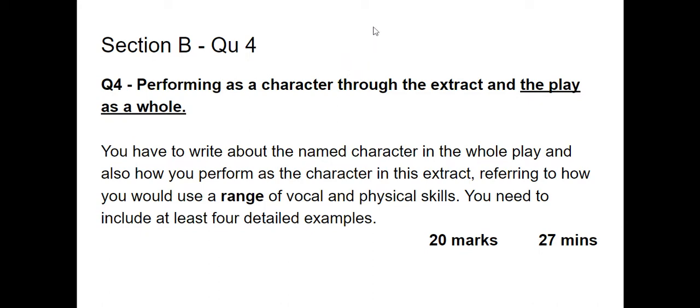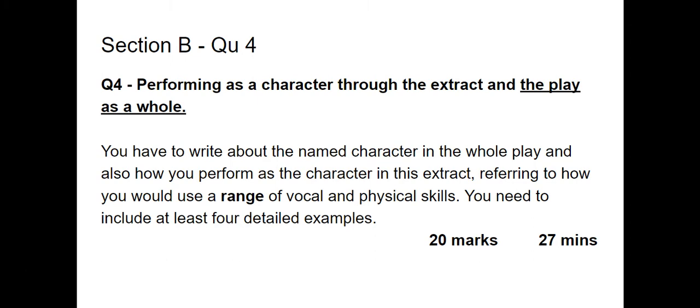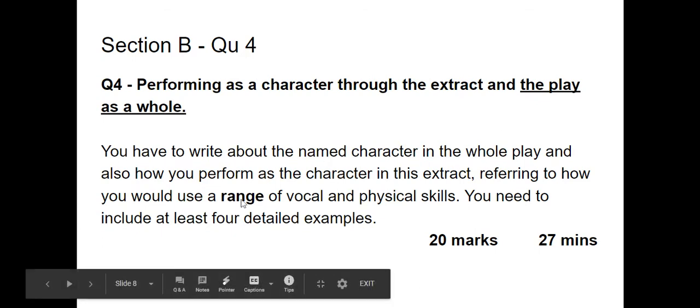You have to write about the named character in the whole play and also how you perform as this character in this extract. And so there's only a finite amount of options that you could have. So depending on what the extract is, you would hopefully have some examples of those characters elsewhere in the play ready. Okay, please refer to a range of vocal and physical skills in the extract.